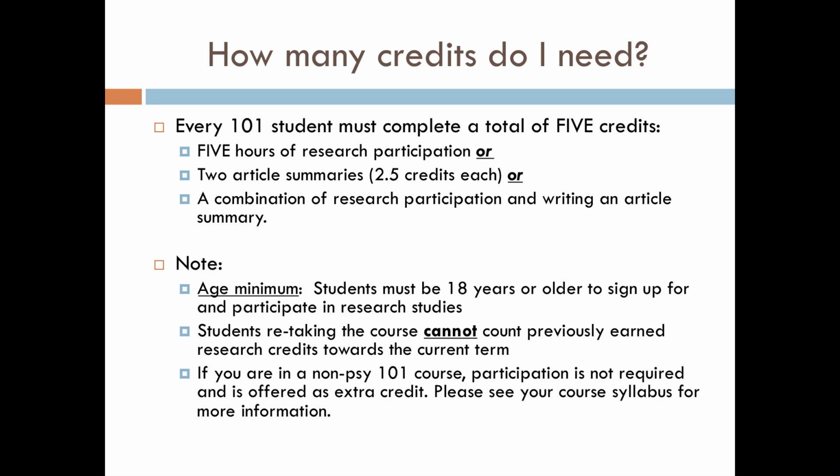Now, keep in mind, in order to participate in research, you must be 18 years or older at the time to sign up for and participate in research. If you are not 18, that's not a problem. You'll just need to complete the article summaries. And another note, if you are in a non-Psychology 101 course, participation is not required. It is just offered as extra credit. Please see your course syllabus for more information as to the extra credit you'll receive for participation.